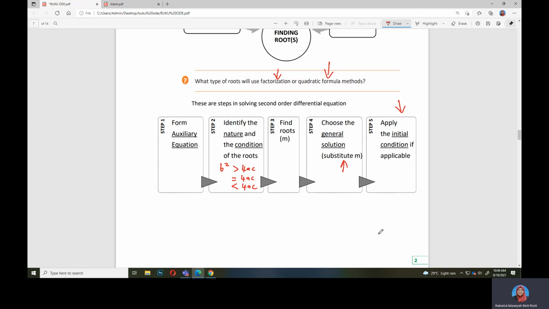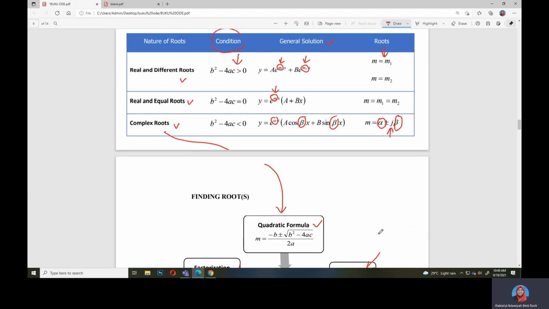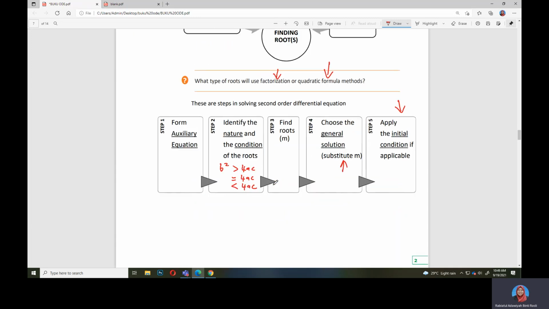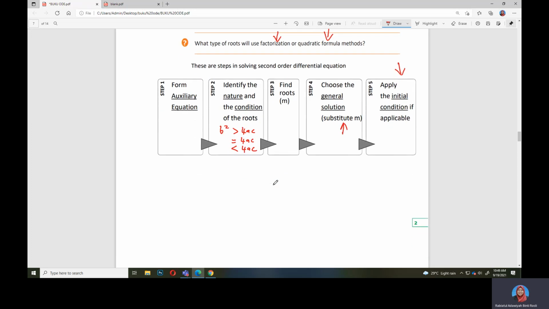In the next video, I will show you how to solve real and different roots, real and equal roots, and complex root. Hopefully you understand what I teach you.